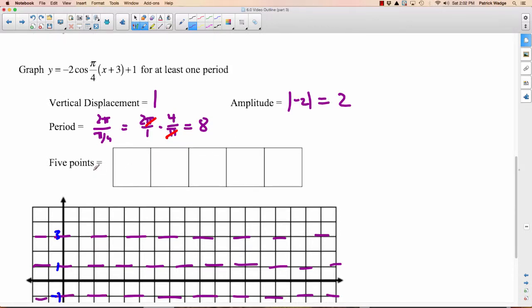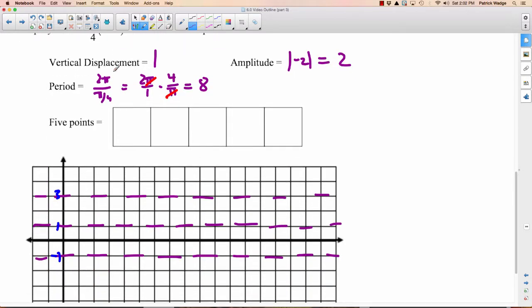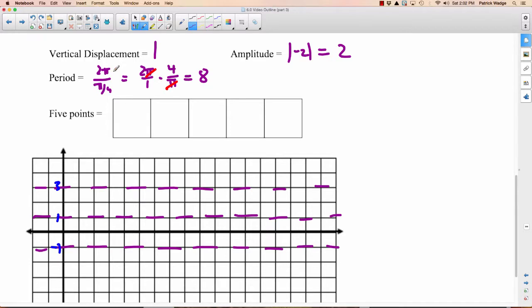Got to find our 5 points. Well, to get the 5 points, we need to find the first point by looking at the phase shift. Since this is plus 3, it means it's been shifted over to minus 3. The last of the 5 points, you're going to add on your 8, the period, so you end up with negative 3 plus 8 is 5. And then to figure out how much to go up every time, you take 8, the period, and divide by 4. You get 2. Negative 3 plus 2, negative 1. Negative 1 plus 2, 1. 1 plus 2, 3. 3 plus 2, 5. Great, it worked out, and we can put our points.